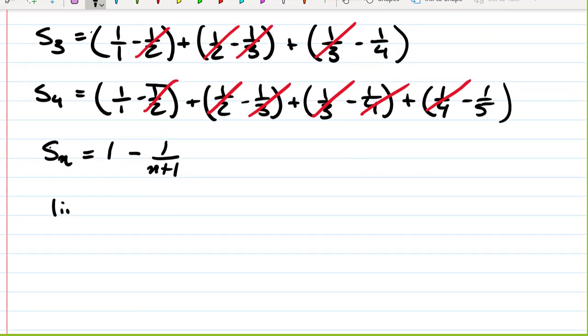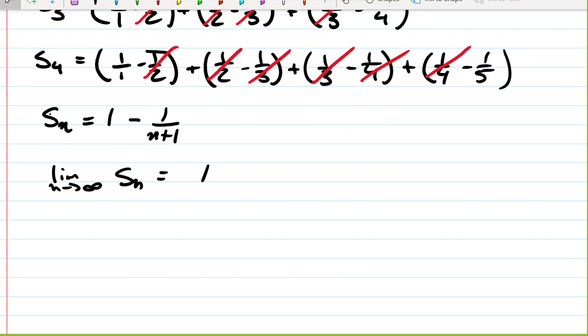So if I take the limit as n goes to infinity of my sequence of partial sums, that limit is going to be 1, because 1 divided by infinity goes to 0. So then this tells us that by telescoping, the sum as n goes from 1 to infinity of 1 over n times n plus 1 is equal to 1.